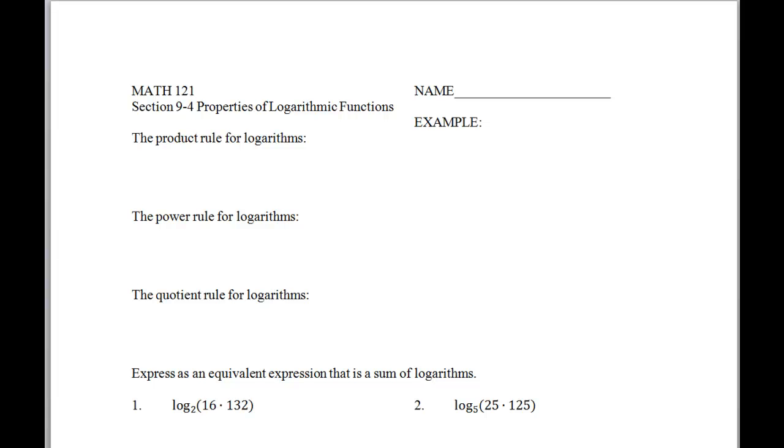Today we're going to look at the properties of logarithmic functions. This is section 4 of chapter 9 of Math 121 Intermediate Algebra.